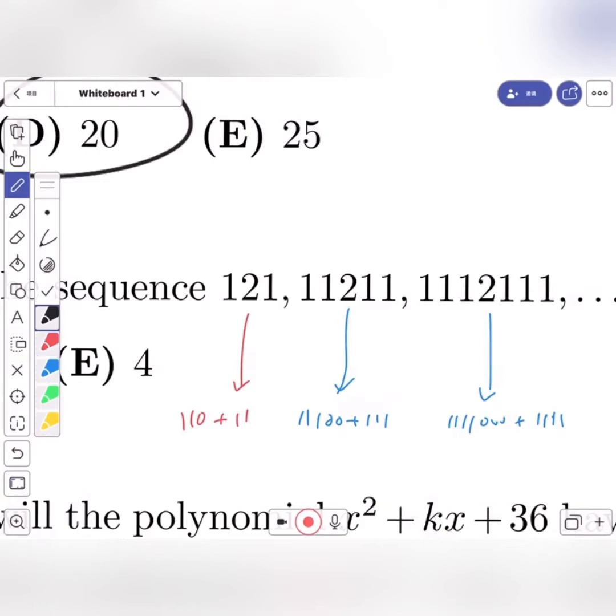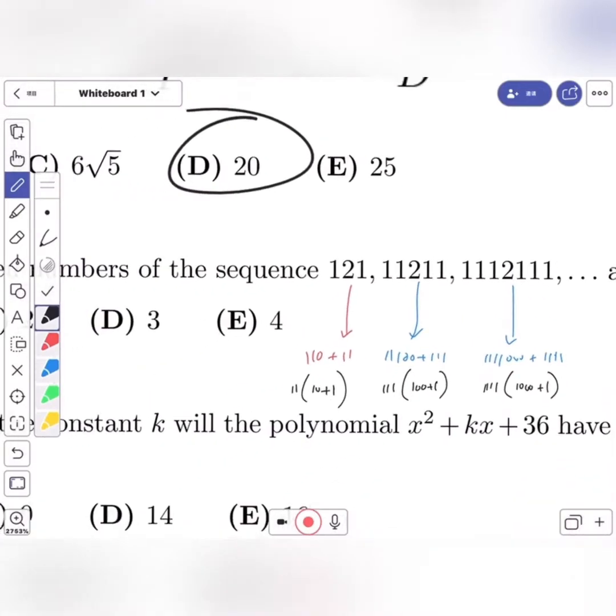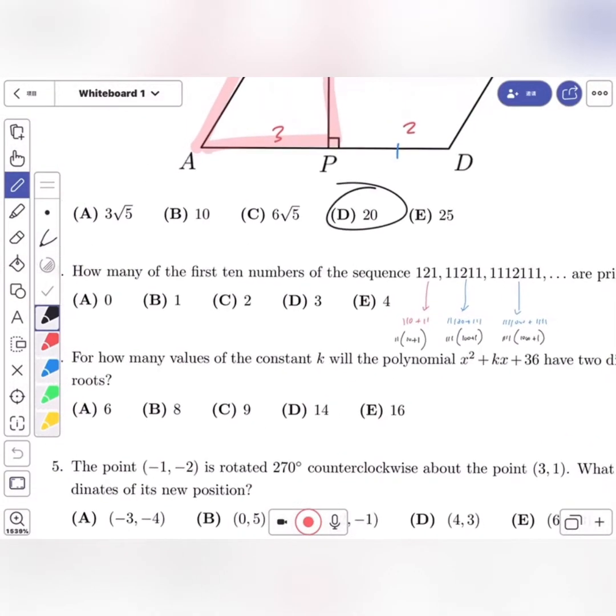Now, can we factor these? Well, this one's essentially just 11 times 10 plus 1. And this one's 111 times 100 plus 1. And this one's actually 1,111 times 1,000 plus 1. So these seem to be all factorable. Well, if you do not believe the pattern, then just try some more values and you actually get that none of these are prime. So this basically just gives us easily an answer choice of A, 0.